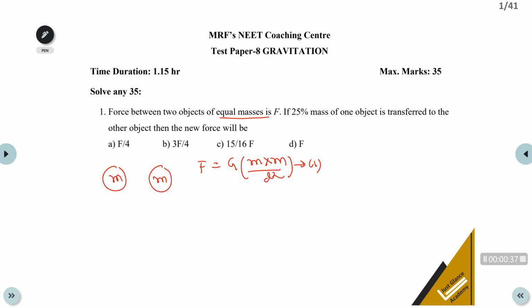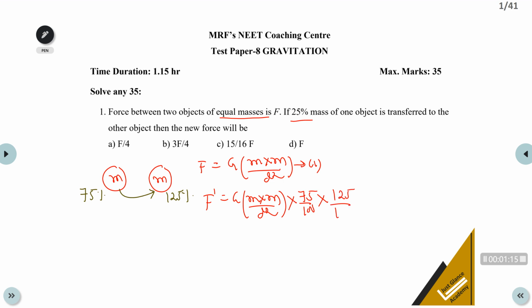Now, if 25% of the mass of one object is transferred, by losing 25% it becomes 75%, and the other will become 125%. What is the new mass? Here M is changed, so F dash equals G into 75 by 100 M into 125 by 100 M divided by D square.